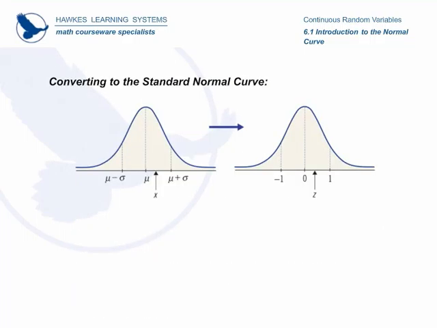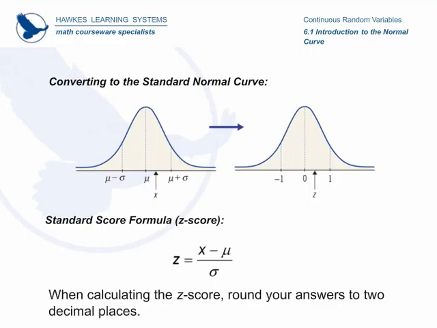So how do we convert to the standard normal curve from a normal curve? The standard score formula is known as the z-score. The z-score equals a data value minus the population mean, divided by the standard deviation. When calculating the z-score, be sure to round your answers to 2 decimal places.